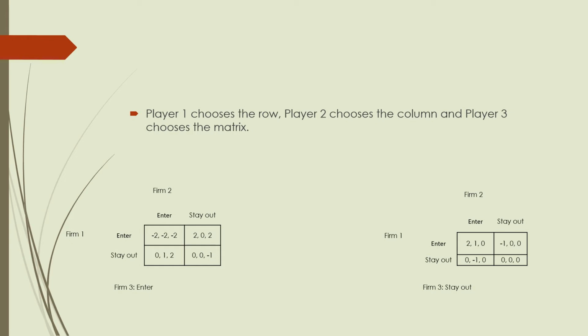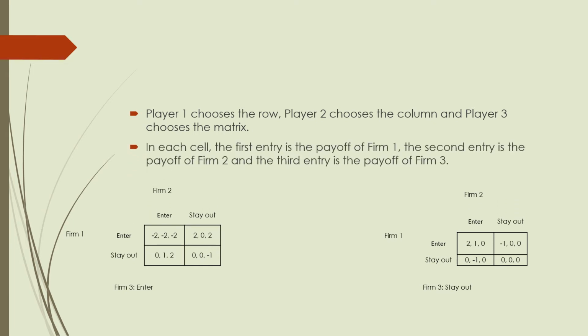A common mistake is to think that there is something special about player 3. That is not right. Player 3 is not any more important than the others. We are simply allowing him to choose the matrix in which the outcome occurs. In each cell, the first entry is the payoff of form 1, the second entry is the payoff of form 2, and the third entry is the payoff of form 3.